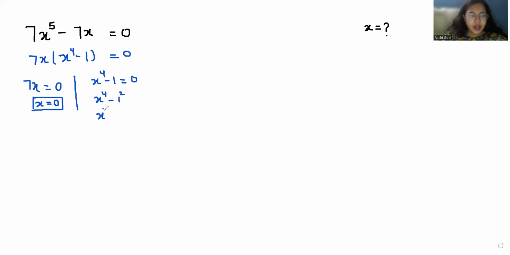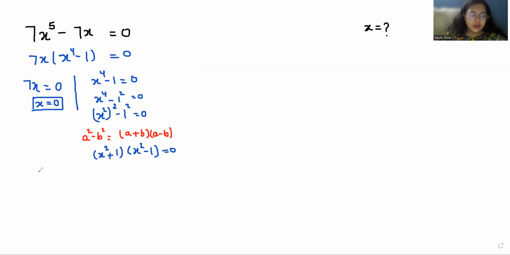And x^4 as (x^2)^2 minus 1 square is equal to 0. So here I am going to use a very famous identity, that is a^2 - b^2, which is equal to (a + b)(a - b), where a is x^2 and b is 1. So it becomes (x^2 + 1)(x^2 - 1) = 0.